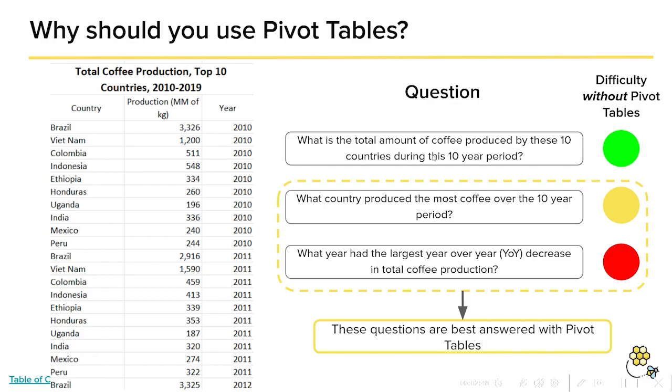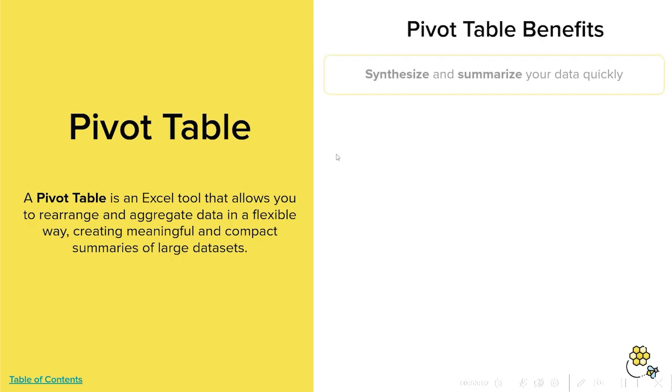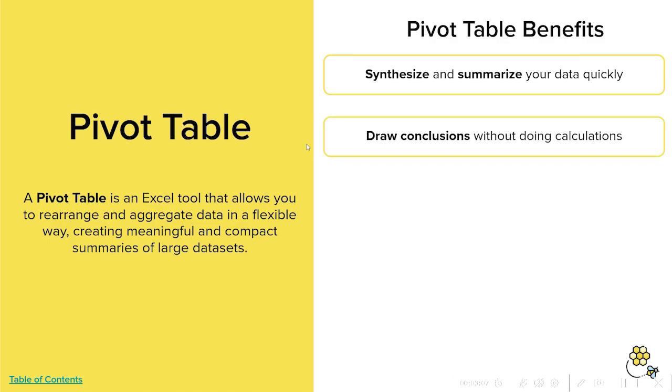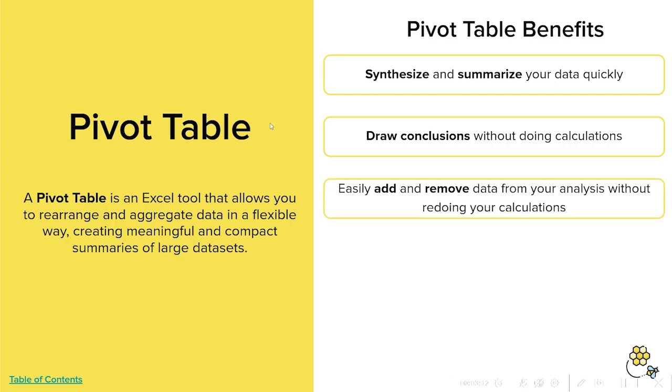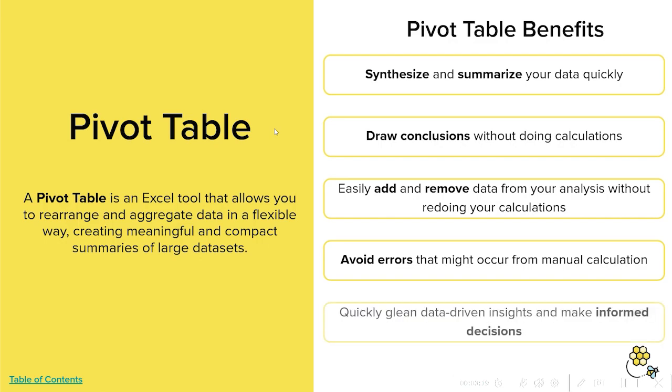Okay, to fully define what an Excel pivot table is, it's a tool that allows you to rearrange and aggregate data in a flexible way, creating meaningful and compact summaries of large datasets. Excel pivot tables allow you to easily synthesize and summarize your data, draw conclusions without doing calculations, quickly add and remove data from your analysis, avoid errors that might occur from manual calculation, and quickly glean data-driven insights and make informed decisions.